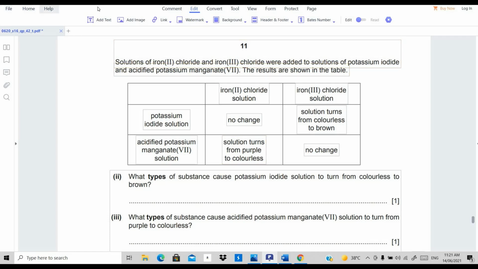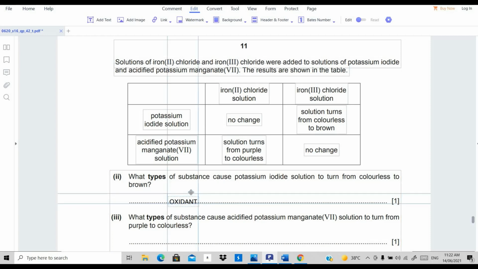Okay, for this question, I'll just give you a hint. This question states: what type of substance causes potassium iodide solution to turn from colorless to brown? It is changing from colorless to brown. This means it is an oxidant, an oxidizing agent. The oxidant is causing this potassium iodide to turn from colorless to brown. So I'll prefer writing oxidant. You can also write oxidizing agent, depends on you.